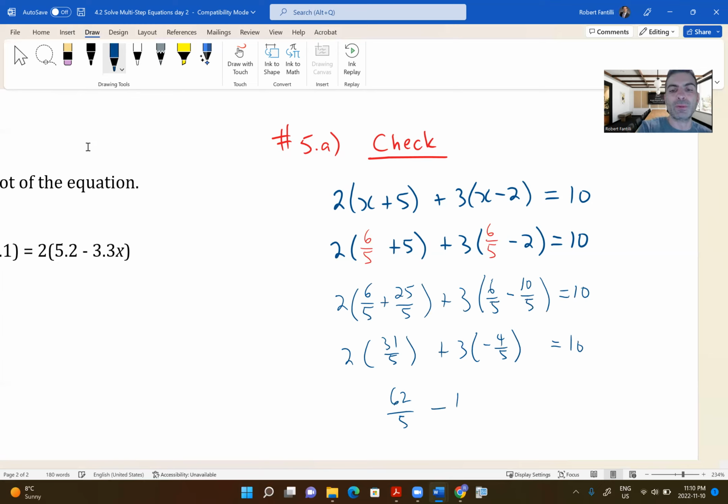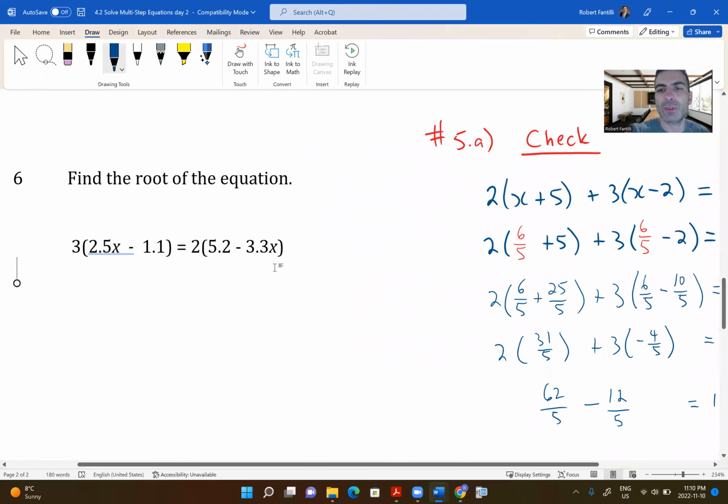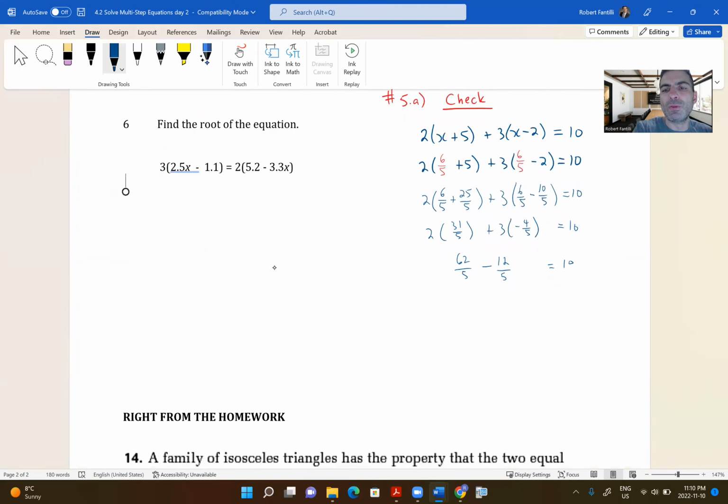Over 5 equals 10. This is getting a little glitchy on me for some reason. Okay, so 62 minus 12 is really 50 over 5, which is equal to 10. So we say 10 equals 10.